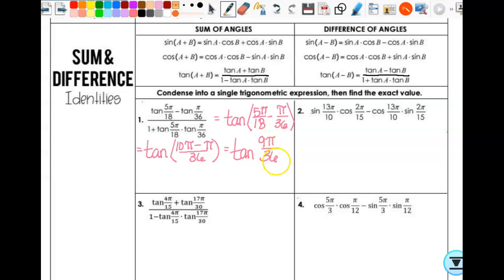Can I reduce that? Yes, that becomes tangent of what? Okay, 3 pi over 12, which will reduce to pi over 4. And then what's tangent of pi fourths? What is it? 1. That's your answer. Okay. What questions you got? We good? All right.